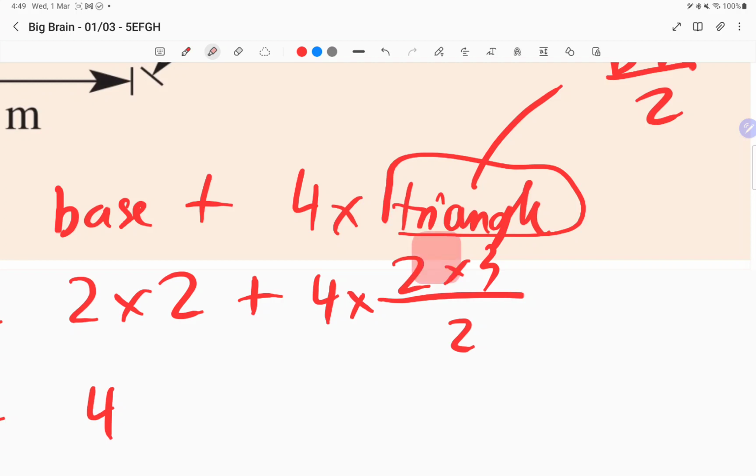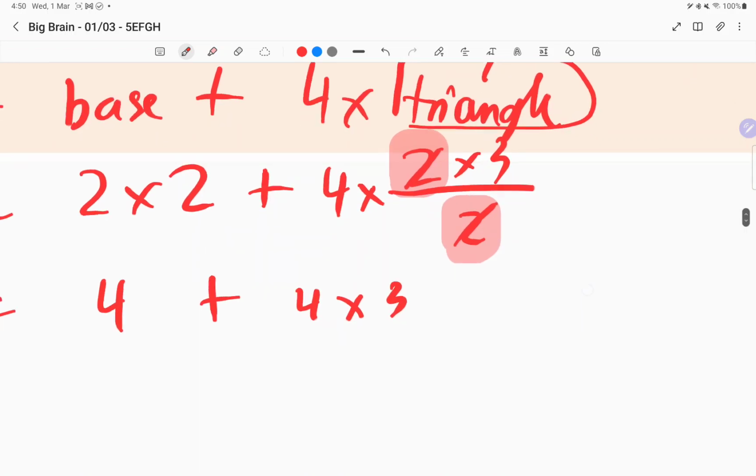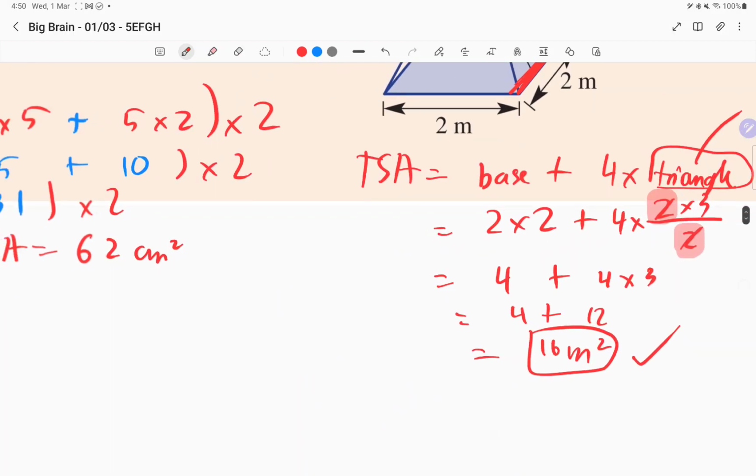So Alvina, which number would you take from the top? 2, correct. And the bottom? 2, correct. And then they divide, which means they will cancel off. So that will just become 4 times 3 over 1, which is just 4 times 3, which is 12. So the final answer will be 4 plus 12, which is 16. Is that centimeters? No, meters. 16 meters squared. Right, that's the final answer there.